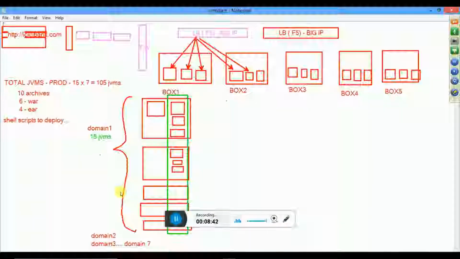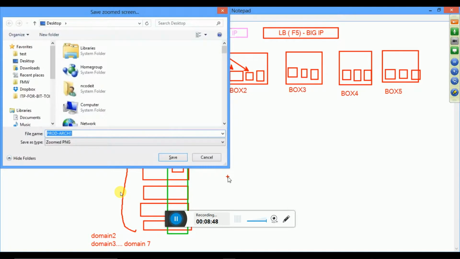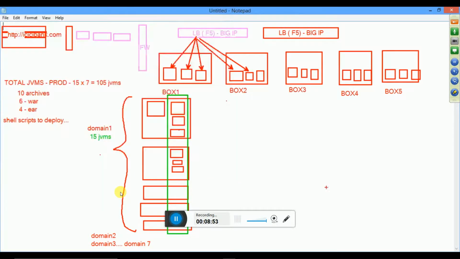So you have 105 such instances. Now in a production environment, usually you will have hardware level clustering also. Which means if this box goes down, we don't depend on WebLogic alone to handle the load. We will have a mechanism wherein if this box goes down, somebody else will handle it. Now that is usually done by what is called a Veritas cluster.